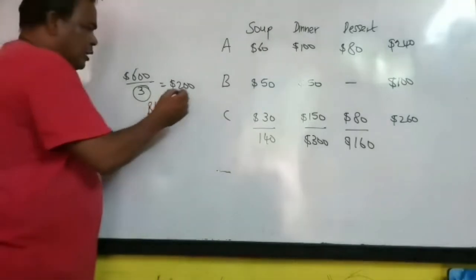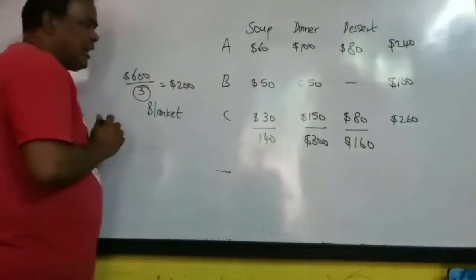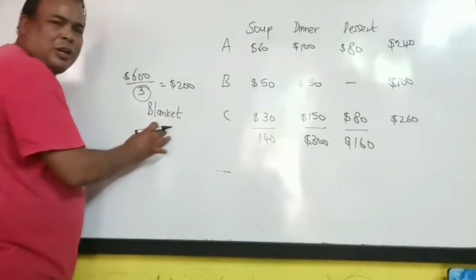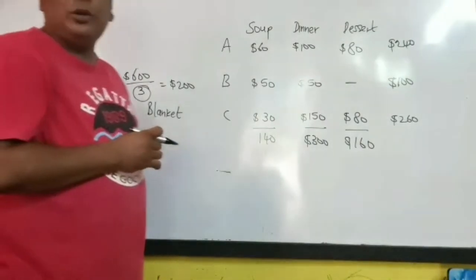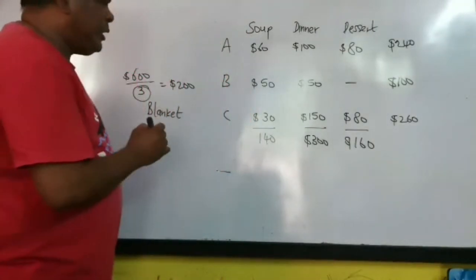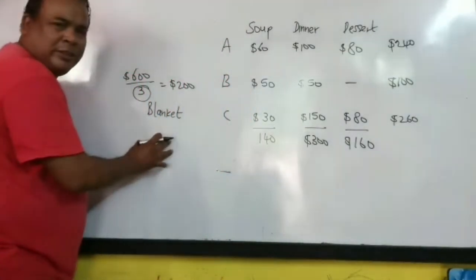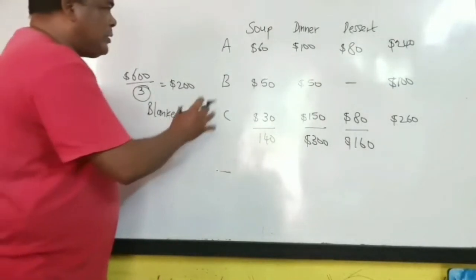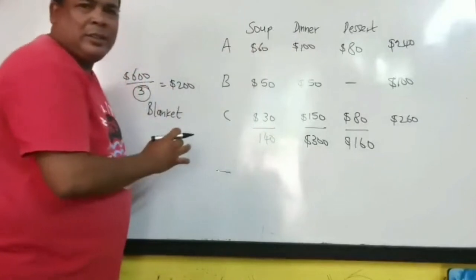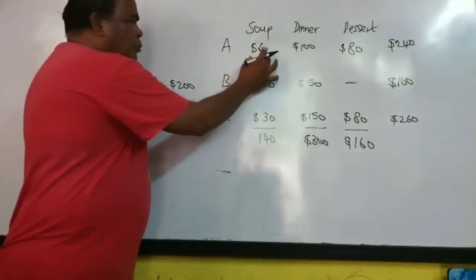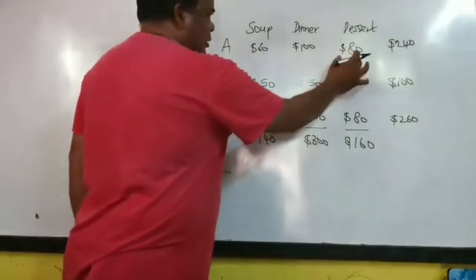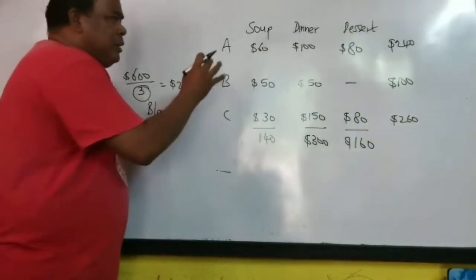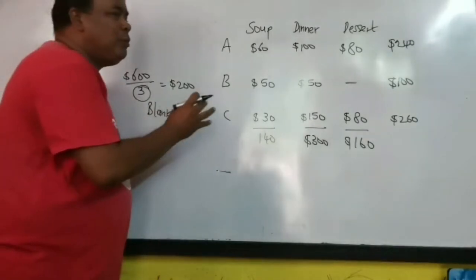So this is the cost. The cost has been wrongly calculated because it has been based on the blanket rate, that is, the number of friends. So if we have to calculate cost per unit, we need to calculate it accurately. How could this cost per unit have been calculated accurately? If it was based on the number of activities: soup $60, dinner $100, dessert $80. If it was calculated for each one based on the number of activities, there would be no issue.